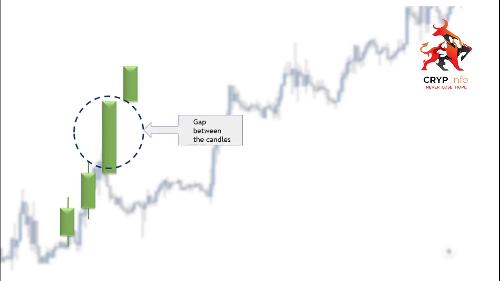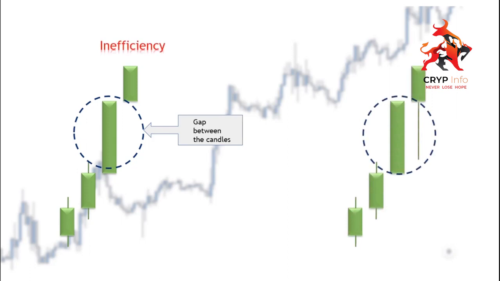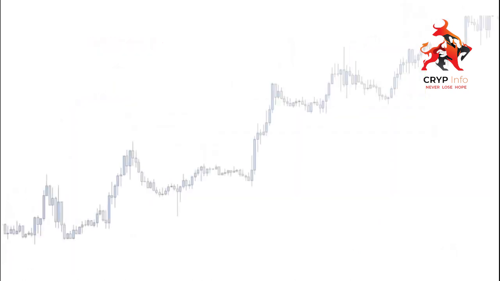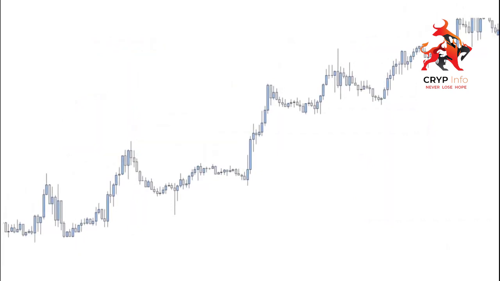As you can see from the left corner, there is a gap between the candles, and the price tends to come back and retest that area and fill the gap. We call this inefficiency. But at the right corner's candles, there is no gap between the candles, which is called efficiency. Let's take a look at the chart and see if we can spot the inefficiency and the efficiency in the market or not.